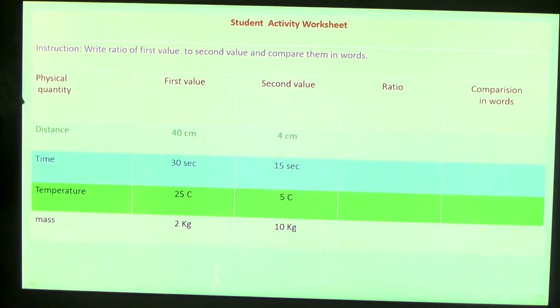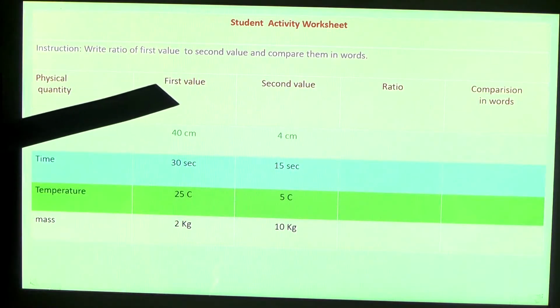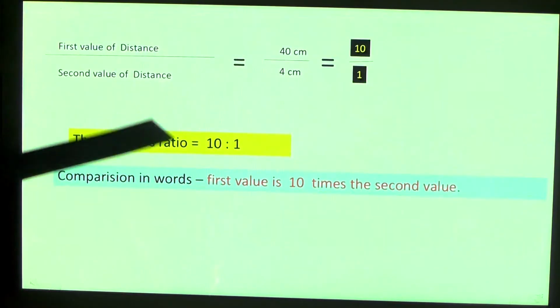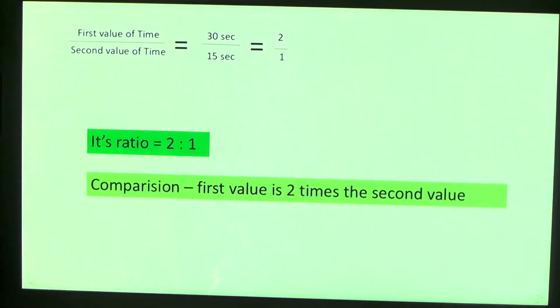Now look here, in this worksheet, these are the physical quantities in the first column: distance, time, temperature, mass. Second column, here first value of these quantities is given. Again, we compare the two values of time by ratio like this.